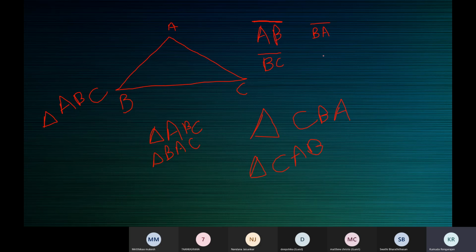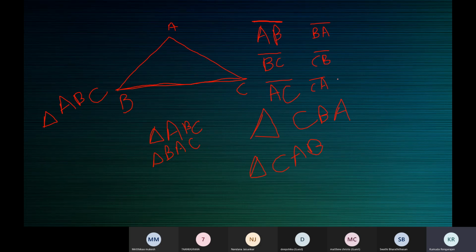Line segment BC, line segment CB. Same side. This is the side. Line segment BC or line segment CB. And then we have line segment AC, or you can also call it line segment CA. So this does not mean that the triangle has 6 sides. The triangle has only 3 sides.